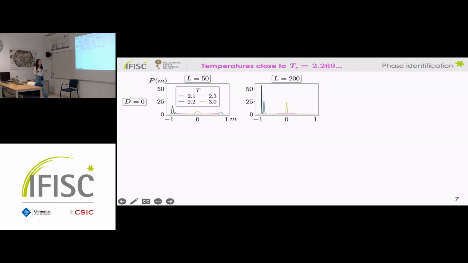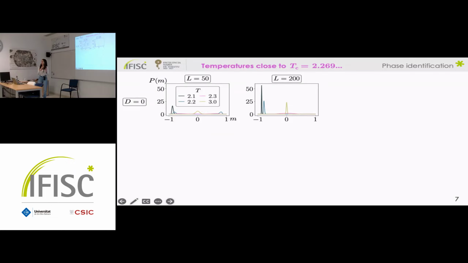First, what we can see is that for temperatures below the critical temperature, as for example 2.1, this one here, there is a single peak at a non-zero magnetization value, and this peak becomes sharper as the system size increases. Then, as we approach the critical temperature, for example at temperature 2.2, we can see that in the small system there are jumps between the two ordered states of the magnetization, but in the large system we don't see those jumps, okay?